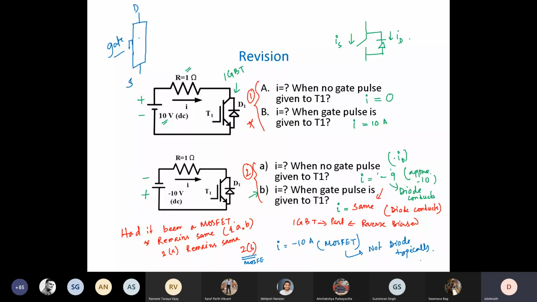Gate pulse given, channel forms. And if a channel forms, basically you can have current flow in both directions, depending on which side you are giving what polarity. So if VD is greater than VS, then current will flow from D to S. You are applying positive voltage here, negative voltage here, and generally, as we know, we'll be using an N-channel MOSFET, right?